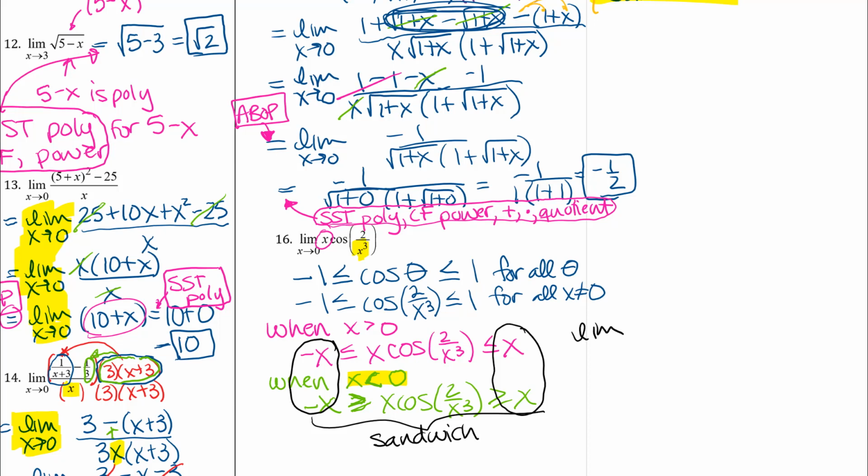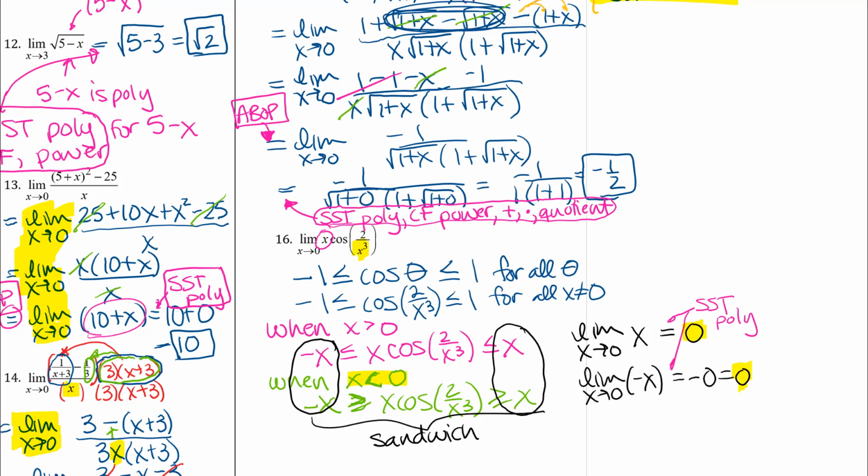So I need to think about the limit as x approaches 0 of those two sandwiching functions. So one of them is x and the other one is negative x. And for both of those, I can go ahead and substitute in x equals 0 and I get 0. And on this one I get -0, which is 0. To do that, I use the substitution shortcut theorem on both of those. All right, and so because those are the same limit, that's the squeeze part of sandwich theorem.